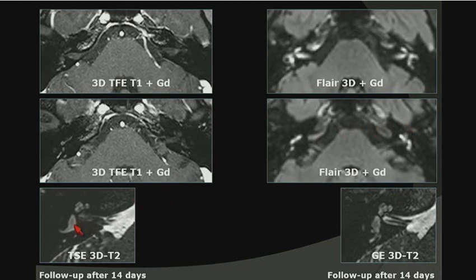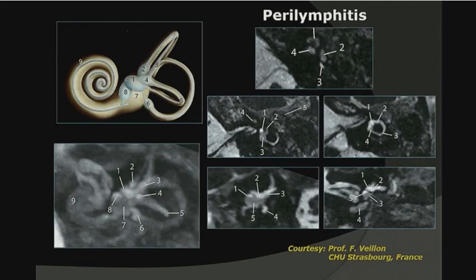And if you look at this changes fibrotic, the turbo spin echo shows you normal fluid. And here you can already see the fibrosis on a gradient echo. So the future of the infections of the inner ear are completely FLAIR and gradient echo T2. That's what we are going to use.